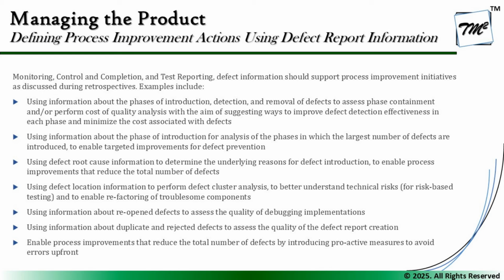part of improvement. The last thing is, of course, enable process improvement that reduces the total number of defects by introducing proactive measures to avoid errors upfront. So the more we try to reduce the number of defects in future cycles, we are actually trying to improve ourselves in a way that we are making our process more effective and efficient in order to meet the quality needs rather than getting engaged and blocked with the unnecessary defects.